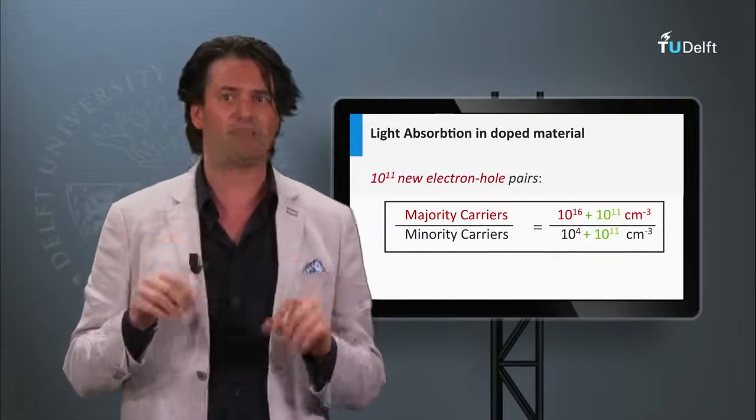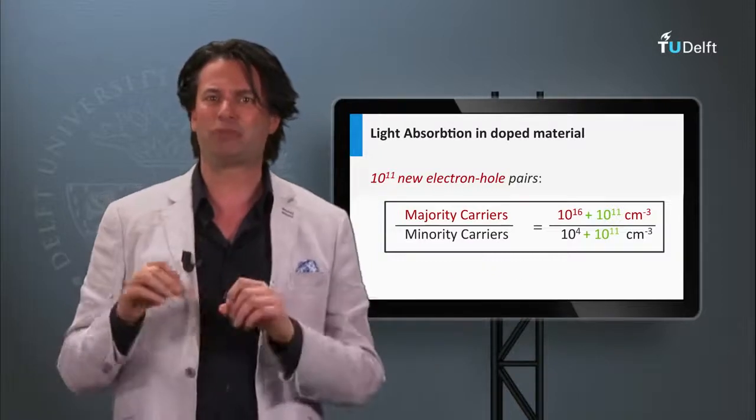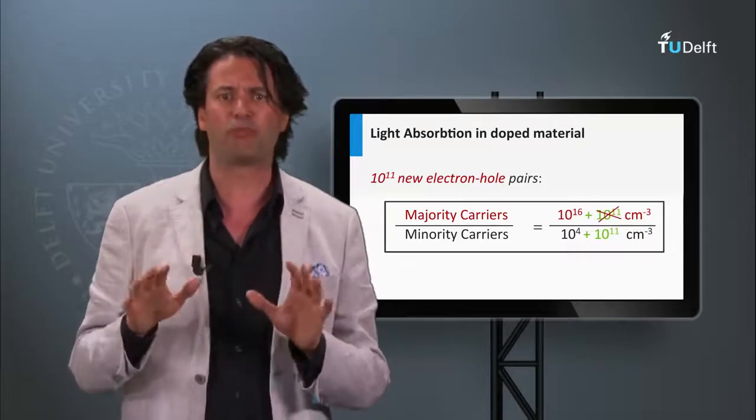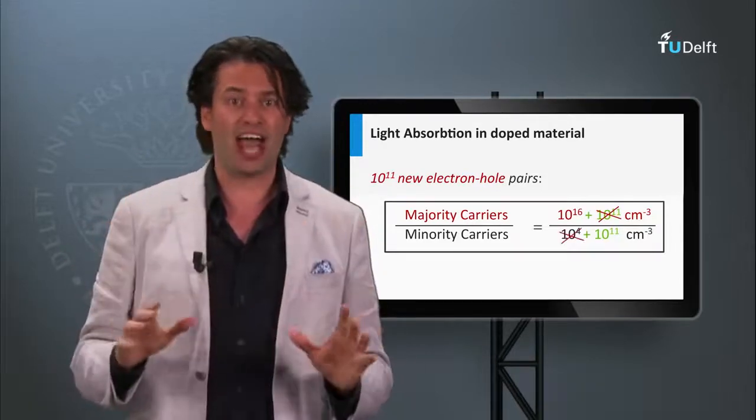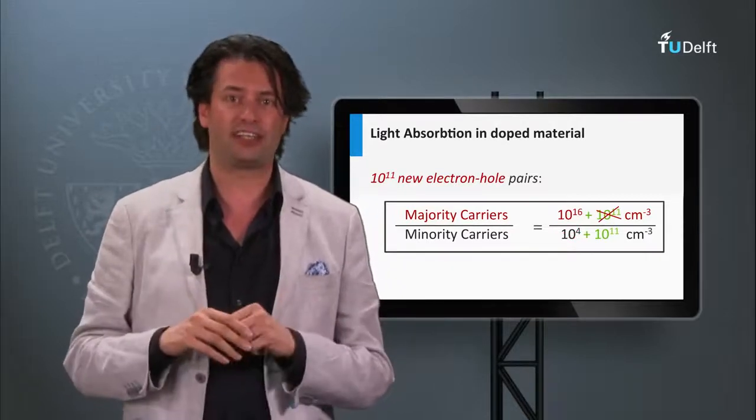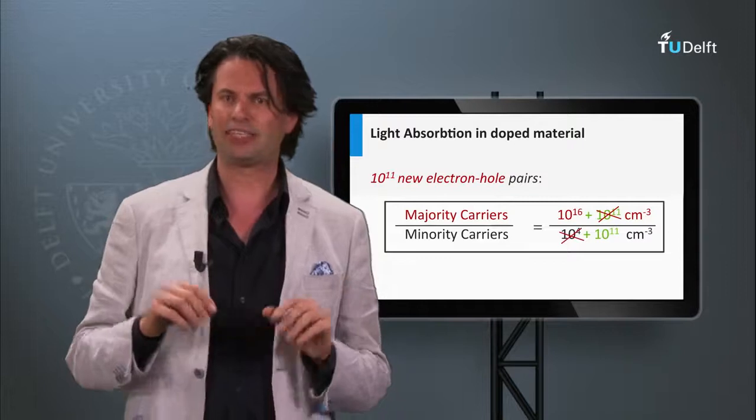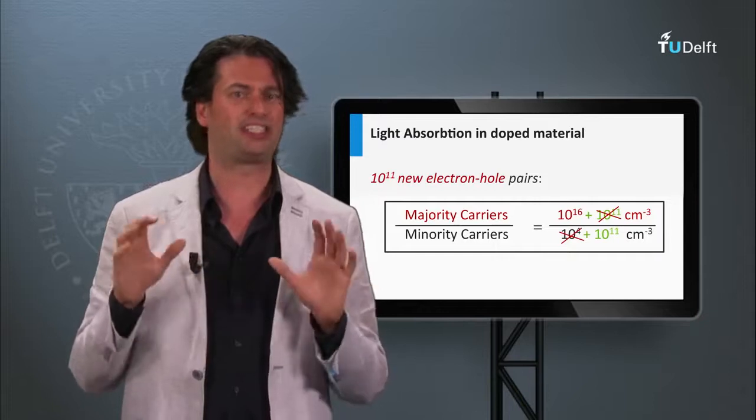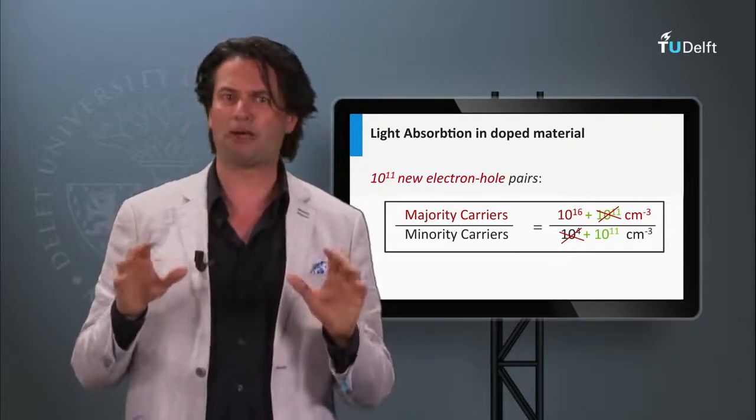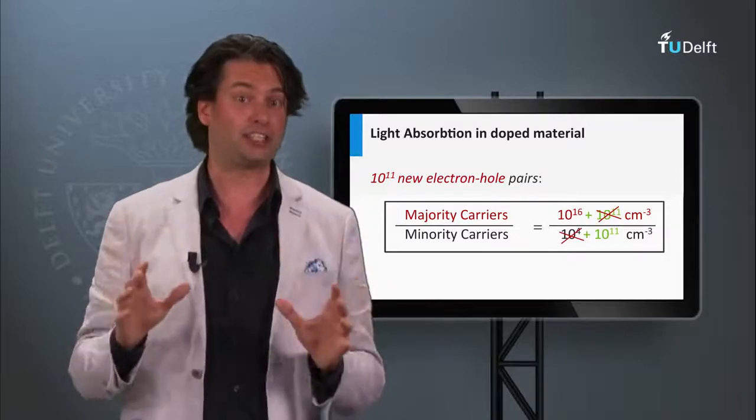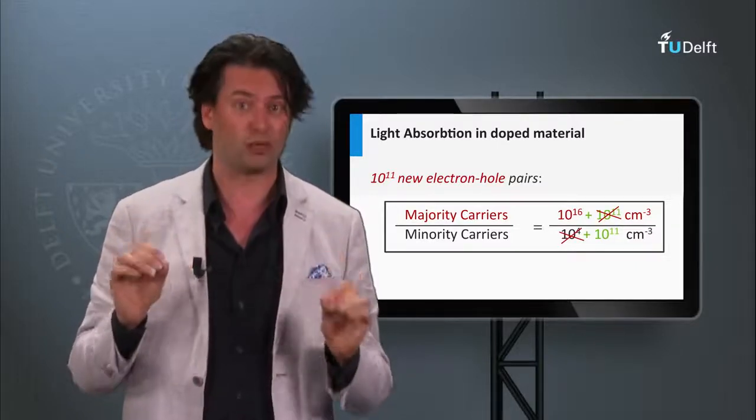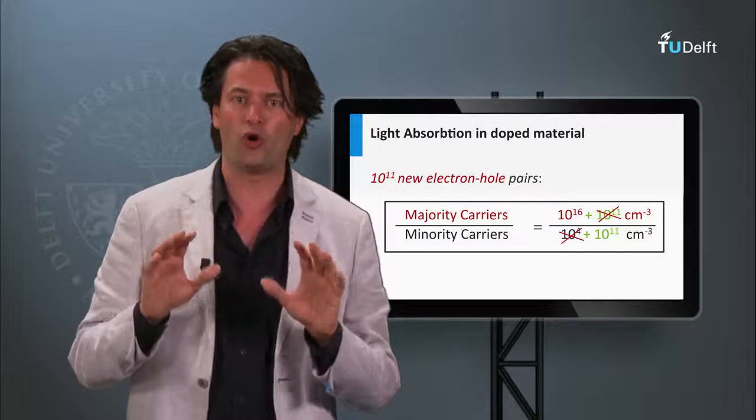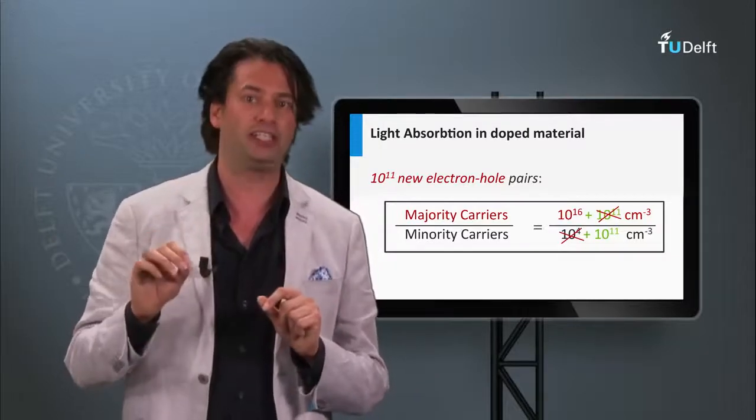So we will simply add up the numbers. What you can see is that the majority charge carrier density is not affected by the light absorption. 10 to the 11th is much smaller than 10 to the 16. On the other hand, the density of minority charge carriers is drastically affected. 10 to the 11th is much larger than 10 to the 4th. Its density is increased with 7 orders of magnitude. This is an important conclusion which we'll need later to understand the working principle of solar cells. In doped semiconductor materials, light absorption has only effect on the density of the minority charge carriers.